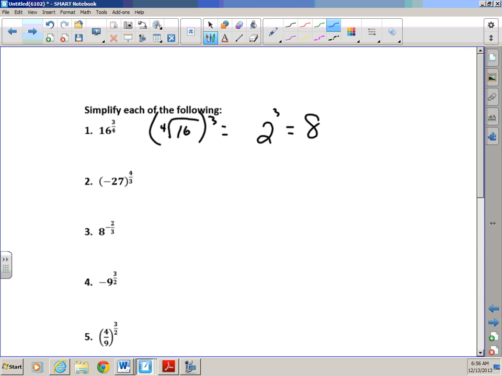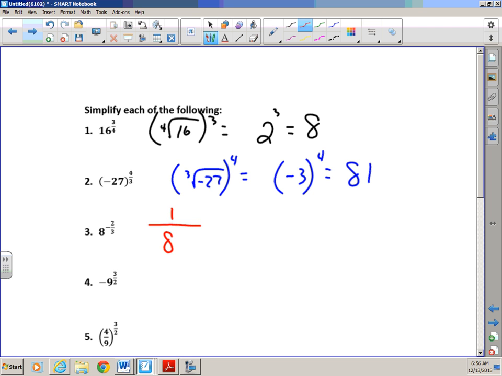Negative 27 to the 4/3 power is the cube root of negative 27, and then I'm going to take that to the 4th power. Well, if the root is an odd number, it's okay to have a negative in there because that's really negative 3 to the 4th, and that's positive 81. 8 to the negative 2/3 means 1 over 8 to the 2/3, which is 1 over the cube root of 8 squared, which is 1 over 2 squared, which is 1/4.